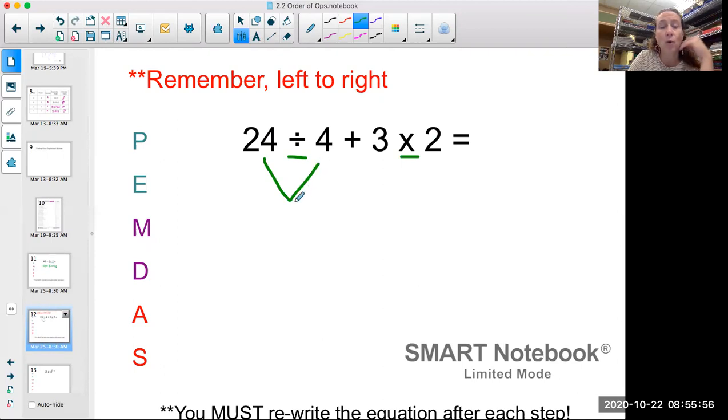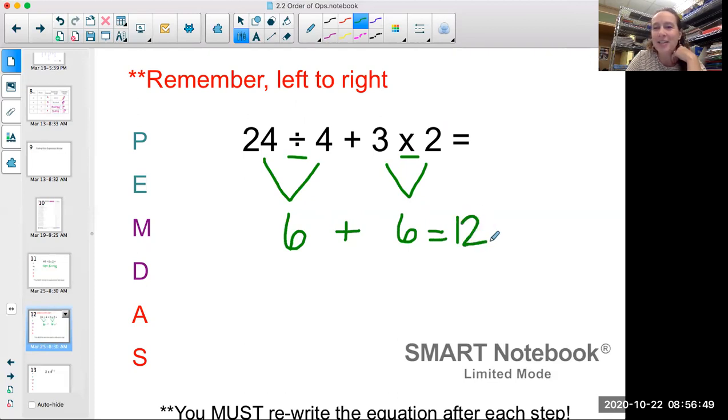So 24 divided by 4. This is asking me what times 4 equals 24. Or on a piece of scrap paper, you can make 4 groups and put those 24 into those 4 groups equally. And you'll find out that 24 divided by 4 equals 6, because 6 times 4 is 24. Now we need to do multiplication. So 3 times 2 equals 6, good. And then we pull down this addition sign, and what is 6 plus 6? It's 12. So all of that work just to get to the answer 12.